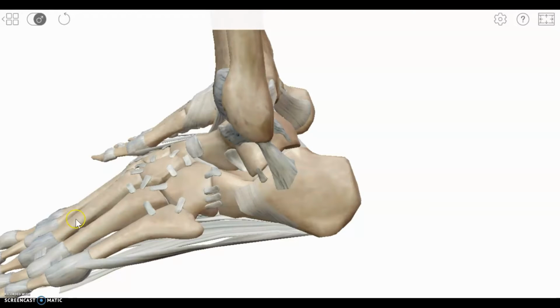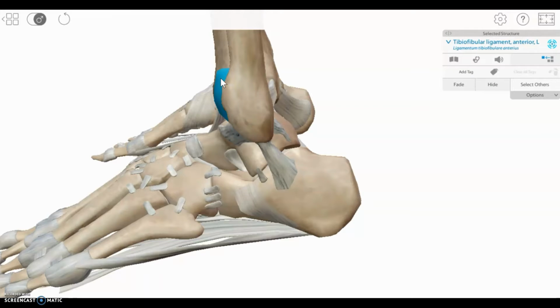Alright, so here we are in Visible Body again, and you can actually see both ligaments from this lateral view. We're going to be focusing on this ligament right here and this ligament right here. I'll pause for a second to give you guys a chance to name each one. Alright, so this ligament right here is going to be called the anterior tibiofibular ligament, and that's because it's located more anterior. And then opposite of that, you can see the posterior tibiofibular ligament, which will be located posterior to that anterior ligament.